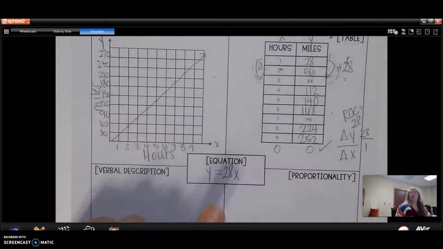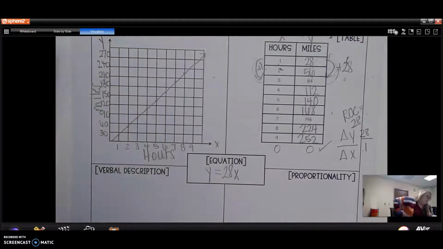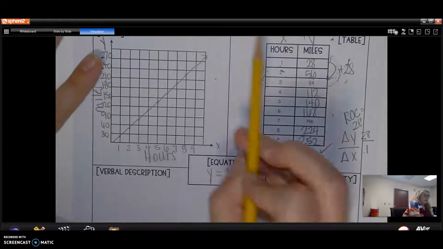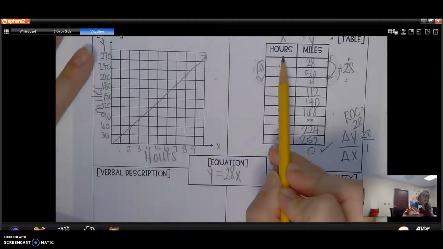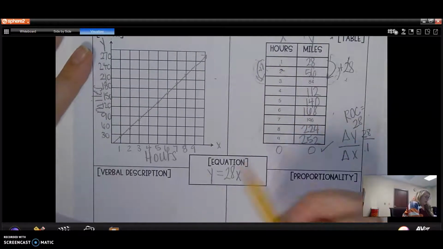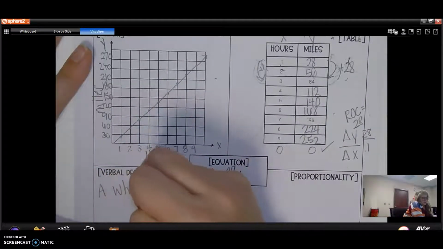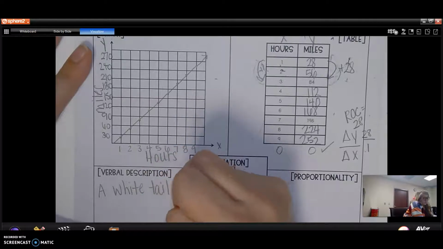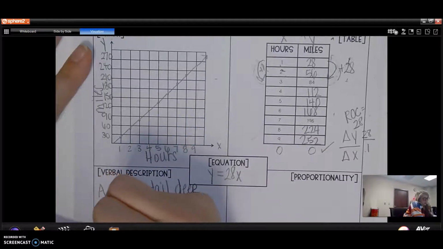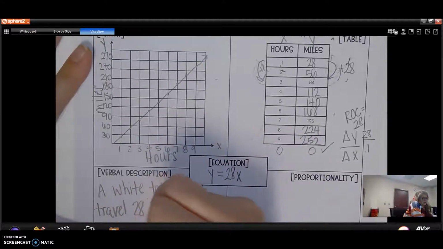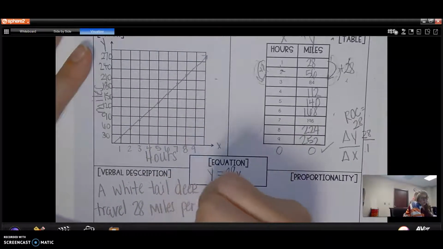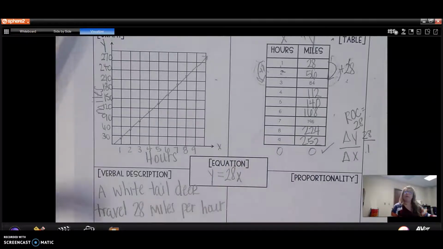The next part that we're going to work on is a verbal description. We know we're talking about a deer, and we know that it's traveling a certain mile per hour. So we would say a white-tailed deer travels 28 miles per hour. And that would be our verbal description. You could say a white deer travels at a rate of 28 miles per hour.